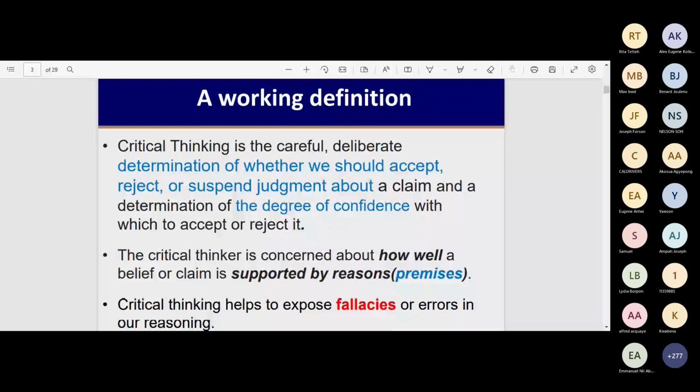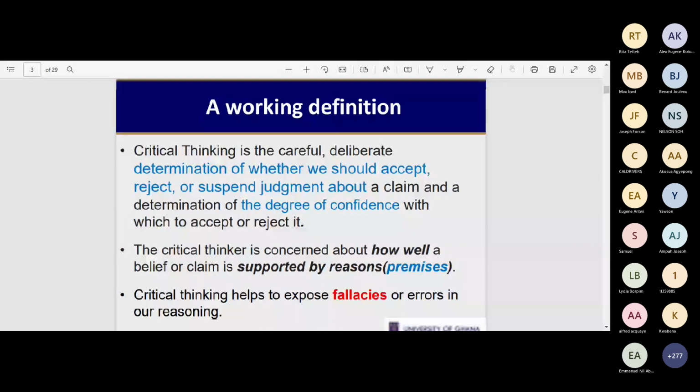So that is what critical thinking does, and we have already seen. Look at the second point. So the critical thinker is concerned about how well a belief or claim is supported by reasons. I'm introducing a technical word, watch. The word reasons, I will not be using them subsequently. You'll be hearing premises. When you hear premise, I'm talking about reasons that you offer to support a claim. Premises, evidence, reasons, they are referring to the same thing.